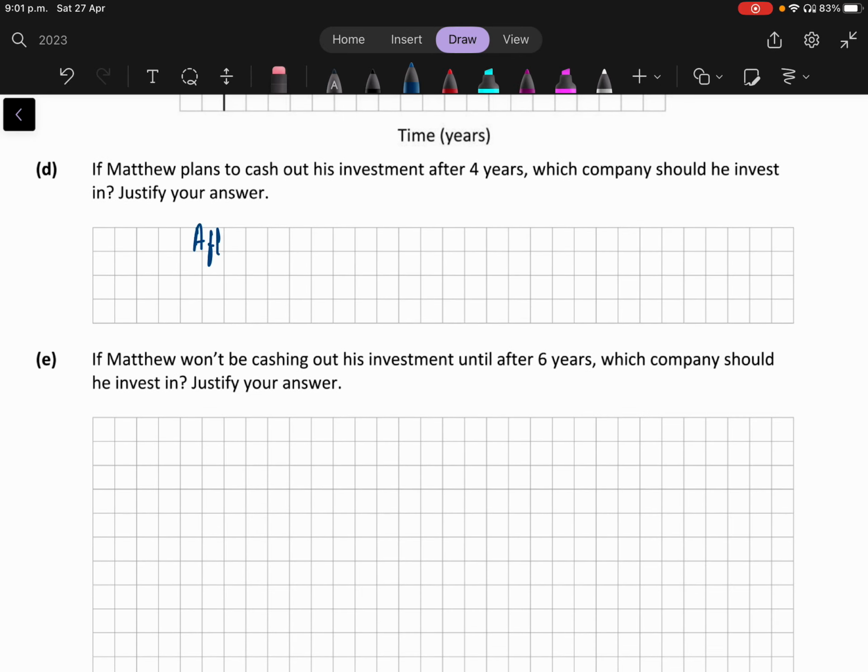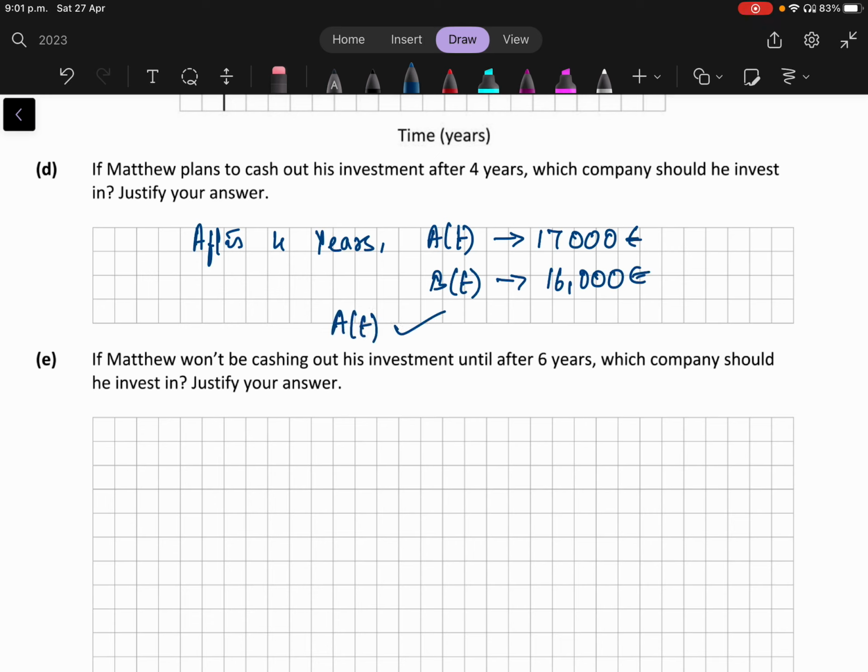Okay, so after 4 years, A of t will give an amount of 17,000 euro and B of t will give an amount of 16,000 euro, and because of that you should go with A. That's it, that's very simple. Convey the information in very simple words. If you write 3 or 4 lines, it is not going to help you. Just very simple words, you have to work on it.